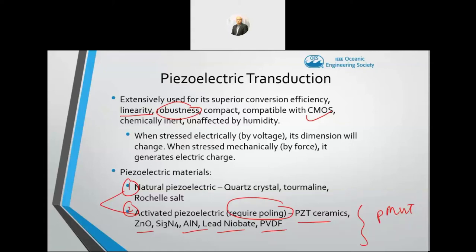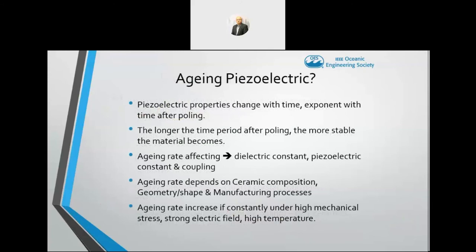By using all the activated piezoelectric materials, people can now shrink the size of ultrasonic transducers to a very small scale. Aging of piezoelectrics is not a big issue, but as a designer, we need to understand it, because piezoelectric properties change exponentially with time after the poling process. Whenever we buy a piezoelectric disc from the shelf, we need to know the exact poling date of that particular material. The longer the period of time after poling, the more stable the material becomes, and the aging rate affects the dielectric constant, the piezoelectric constant, and the coupling coefficient as well.